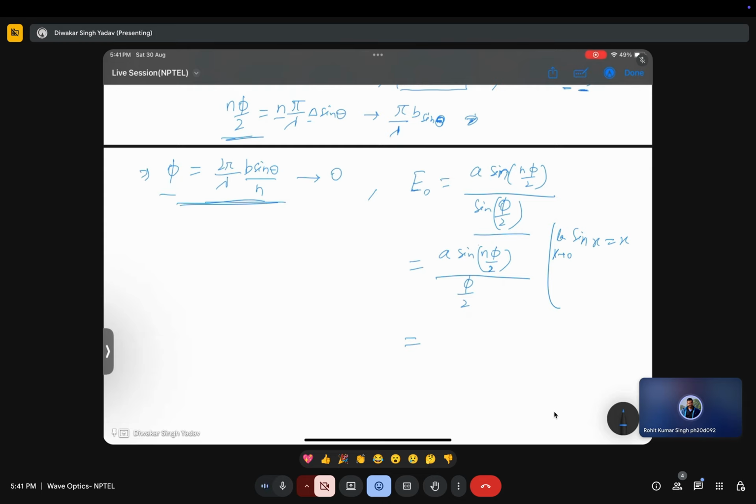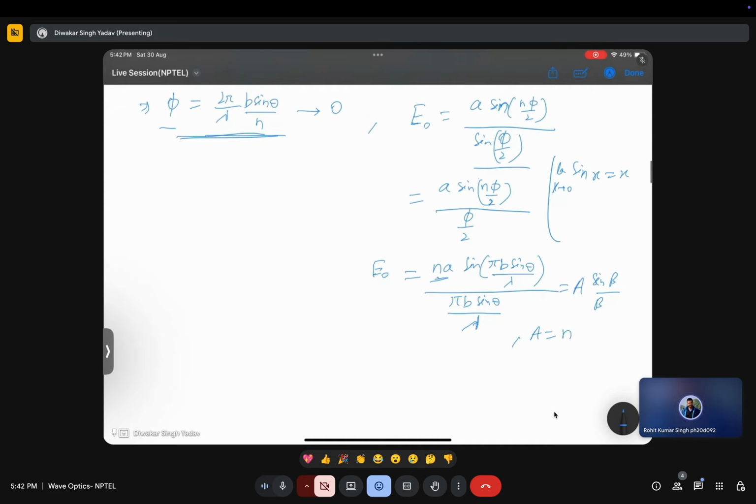Then finally you can substitute this phi here, and you get E naught equal to, with pi b sine theta by lambda, and n goes here, and this we can write concisely as A sine beta by beta, where A is equal to n a and beta is equal to pi b sine theta by lambda. Let's keep it as equation 1, we will use it later.